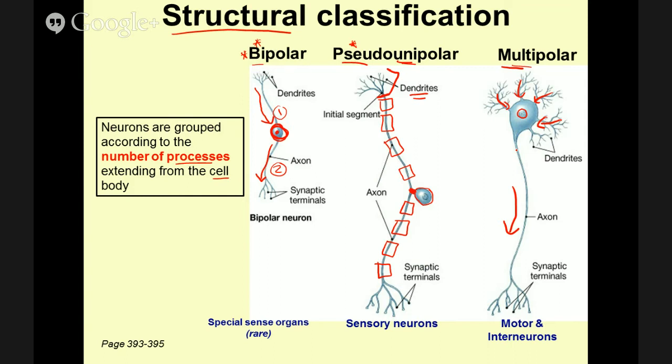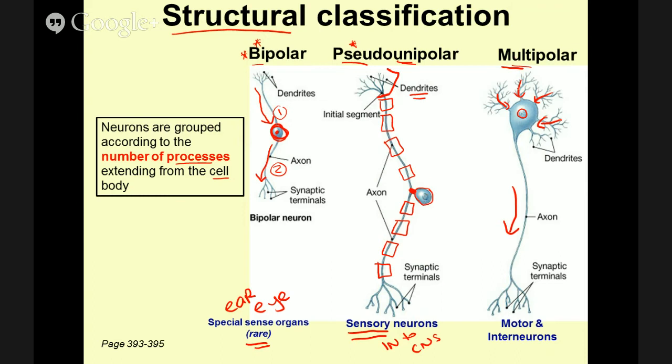Now, where would I find these three types of neurons? Bipolar neurons are very rare. They're only found in the special sense organs, so you will find them in the ear and in the eye. Pseudo-unipolar neurons are what all sensory neurons look like. So any neuron that's picking up a message and bringing it into the CNS is going to be a sensory neuron, and they're all going to look like this guy.